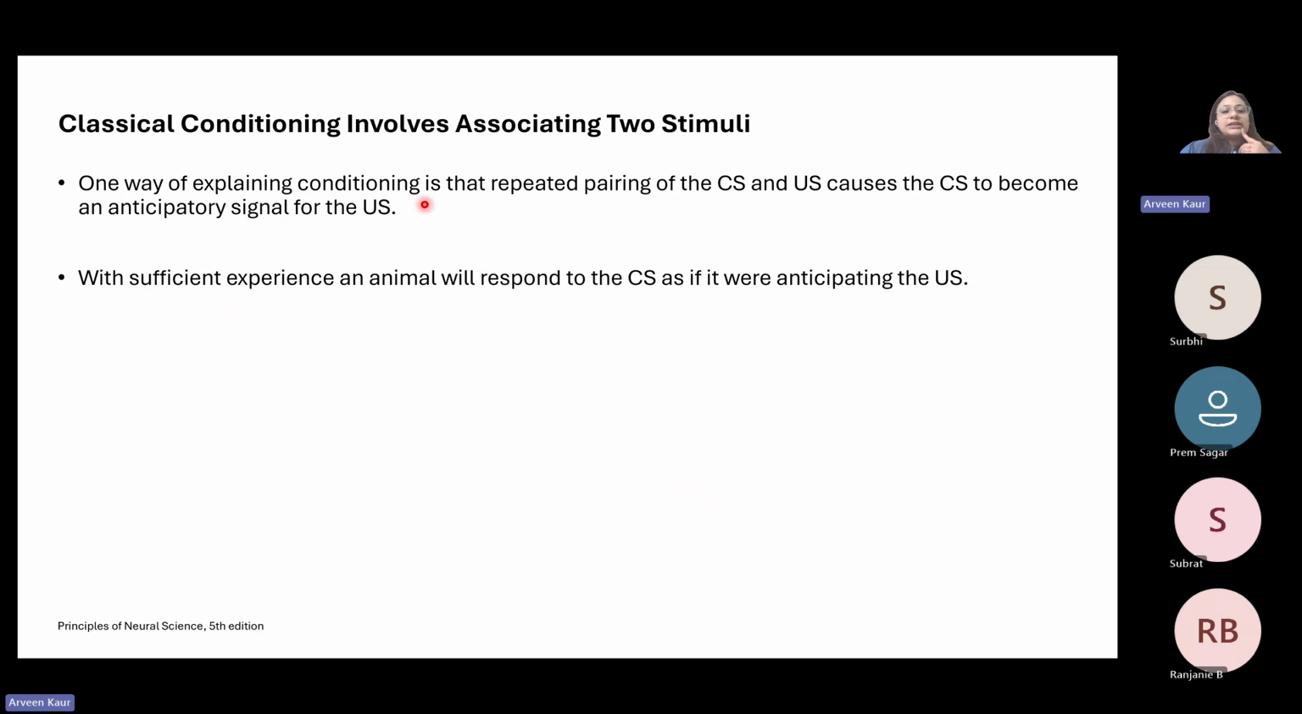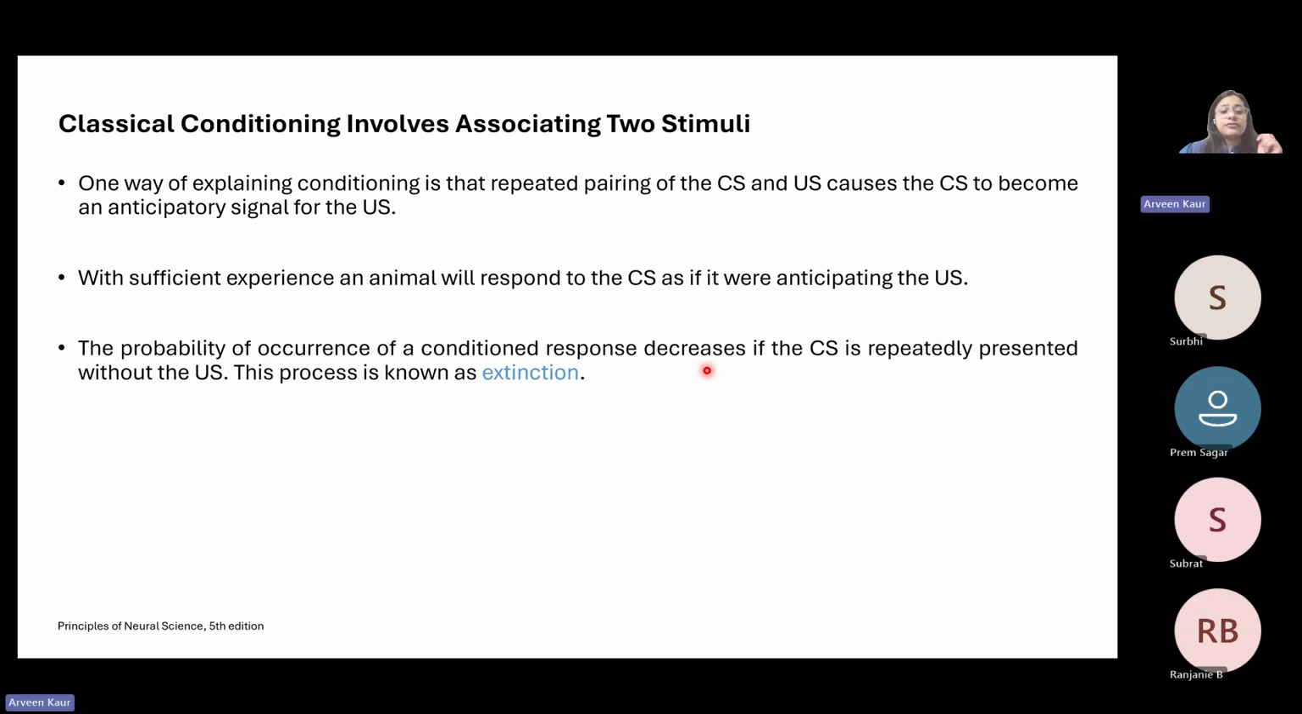So one way of explaining the conditioning is that the repeated pairing of the conditioned stimulus and unconditioned stimulus causes the conditioned stimulus to become an anticipatory signal for the unconditioned stimulus. With sufficient experience, an animal will respond to the conditioned stimulus as if it were anticipating the unconditioned stimulus, right? The probability of occurrence of a conditioned response decreases if the conditioned stimulus is repeatedly present without the unconditioned stimulus. This process is known as extinction, and it is correct also, right?